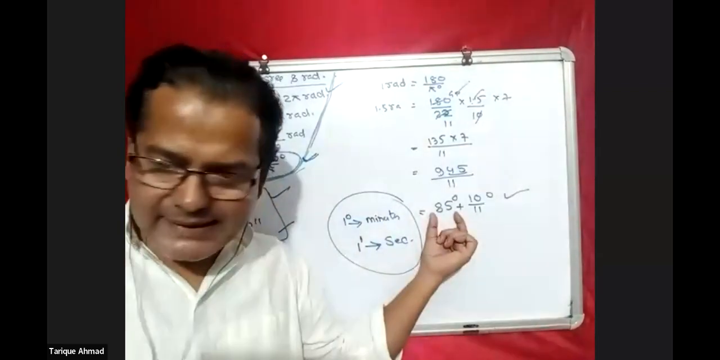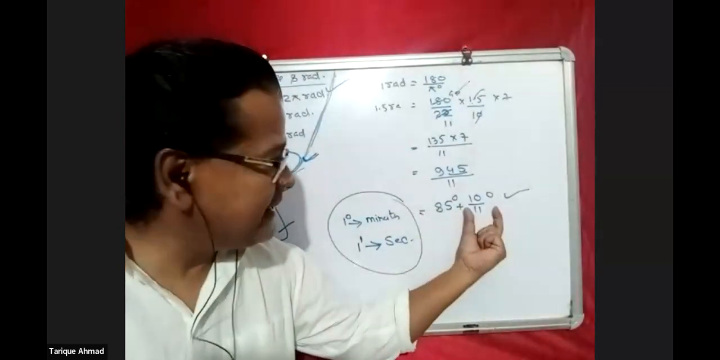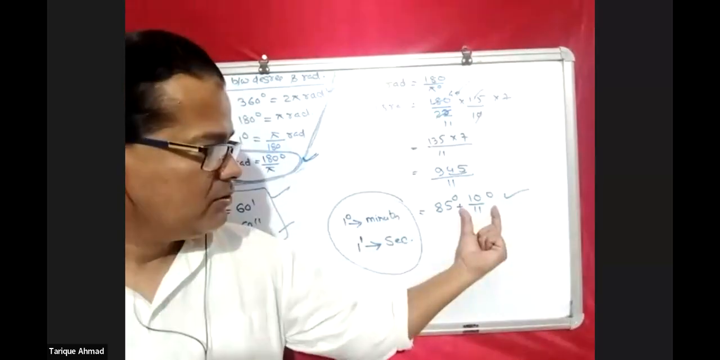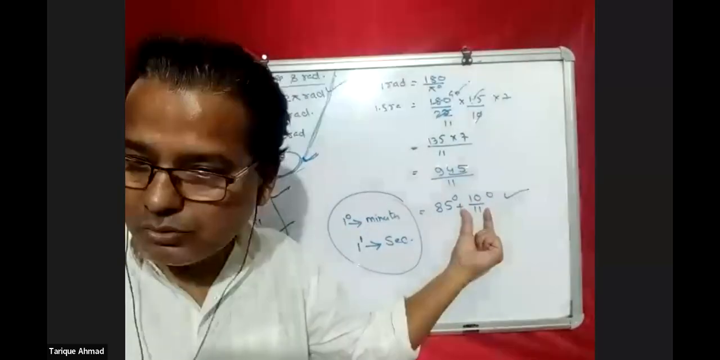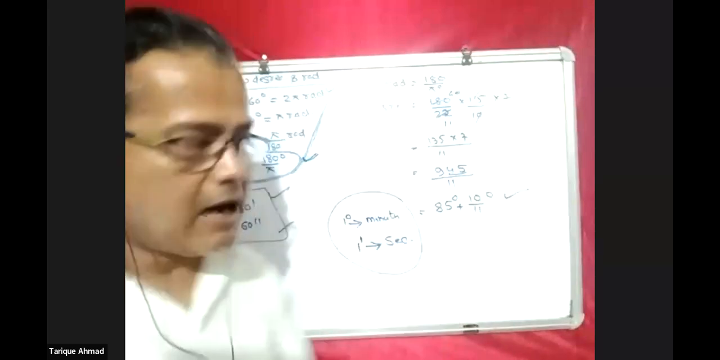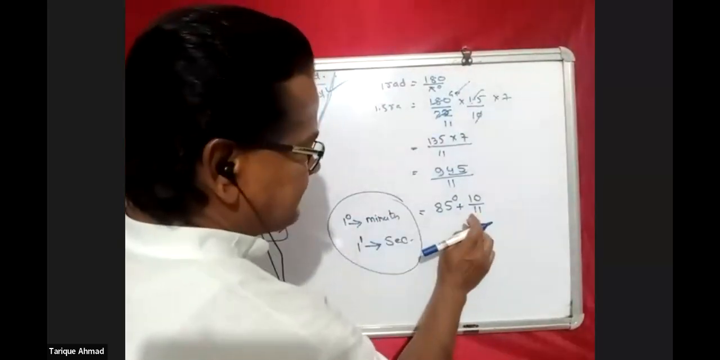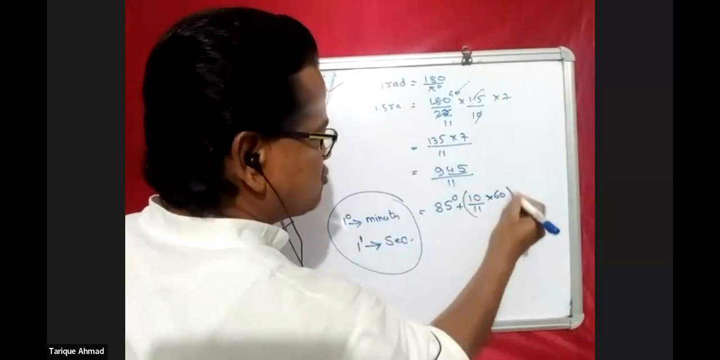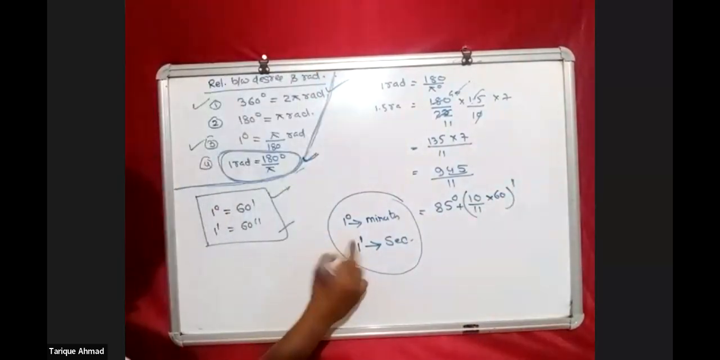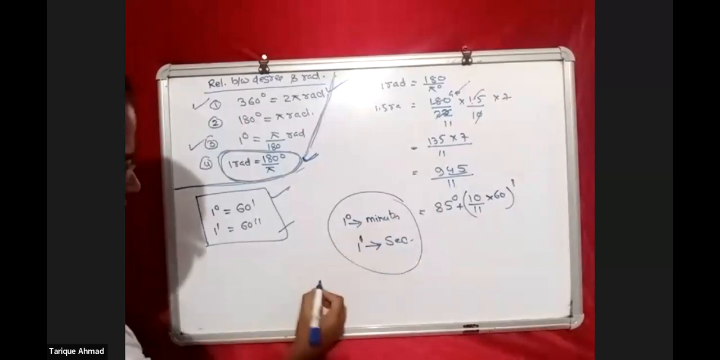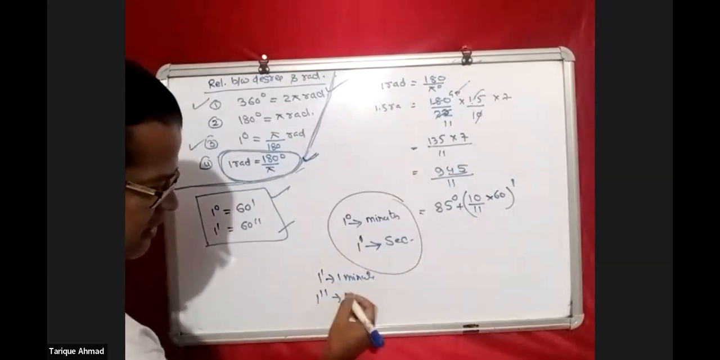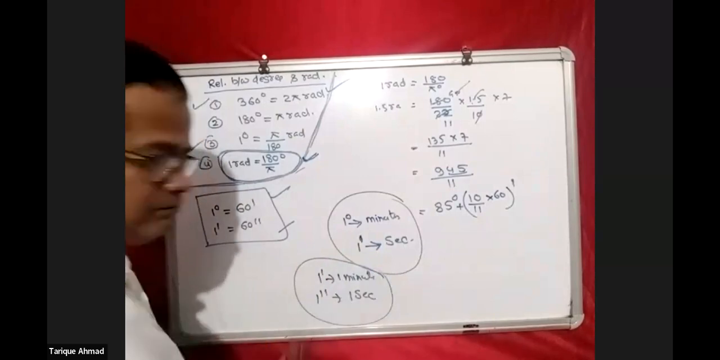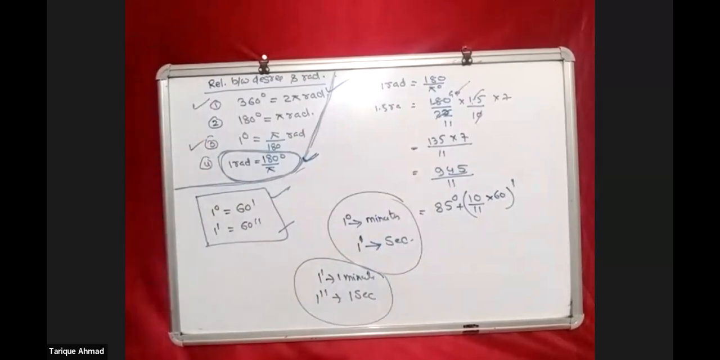Now, 85 degree is an integral value. 10 by 11 is lesser than 1. We cannot leave this in decimal. We have to convert this into minutes. How can we change? Just multiply this by 60. Now it is changed to minutes. For minute, 1 bar is used, read out as 1 minute. And this notation, 2 times, is read out as 1 second. If 1 bar is there, it is read out as minute. If 2 bar is there, it is read out as second.